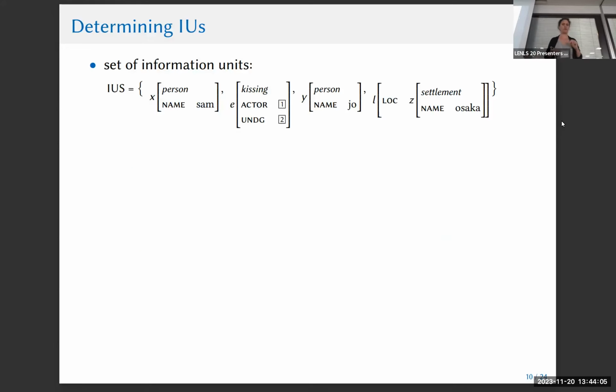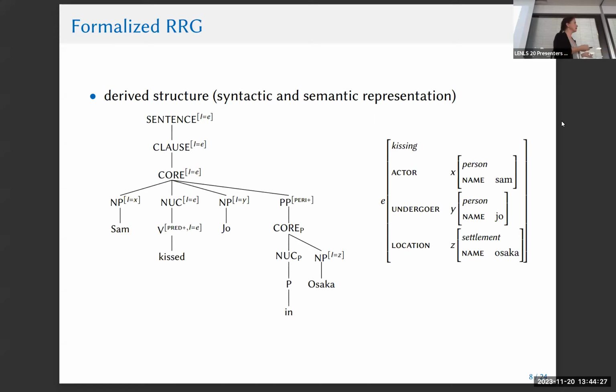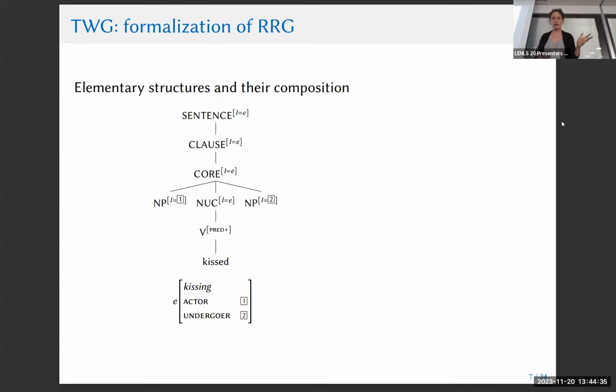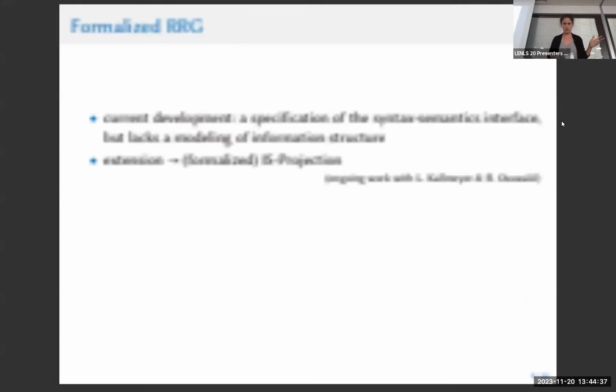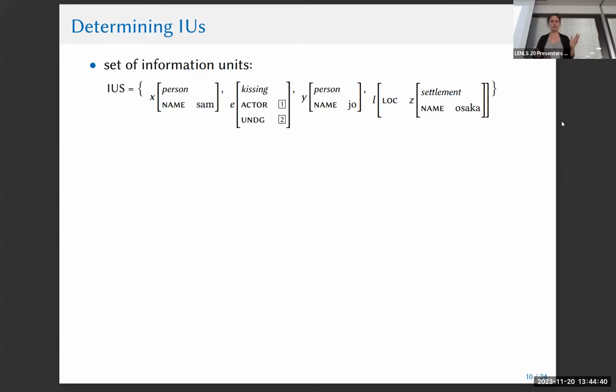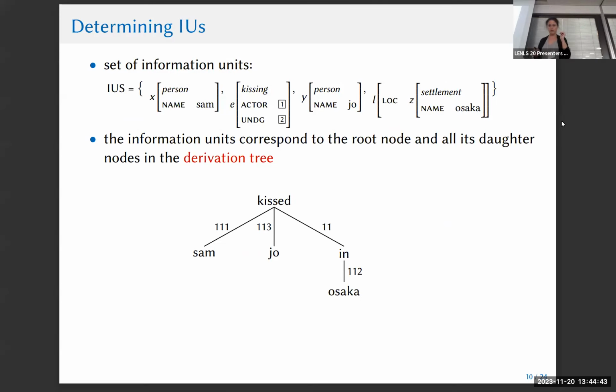So we have a set of information units, and intuitively, these are the ones that correspond to the arguments, to the nucleus, and to the periphery, so the adjunct PP. But these things you cannot really see from the derived structure. If you go back here, some things you can point to in the graph, to the nodes, but not everything, right? So how do we get that?